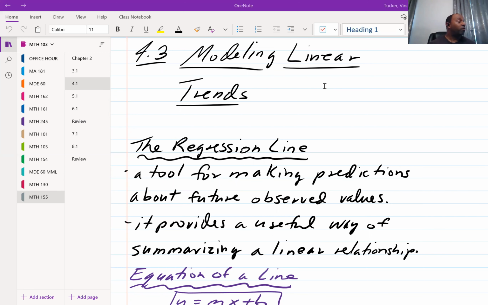So I don't know if you remember last time. One of the things I told you that we use easycalculation.com or an app for is the regression line. We talked about correlation coefficient last class. Today we're talking about the regression line. It's a tool for making predictions about future observed values. It provides a useful way of summarizing a linear relationship.